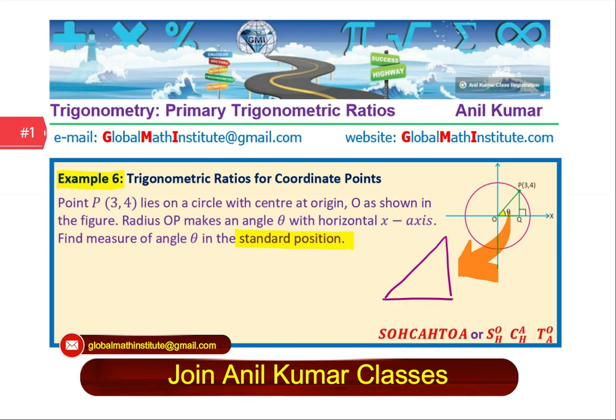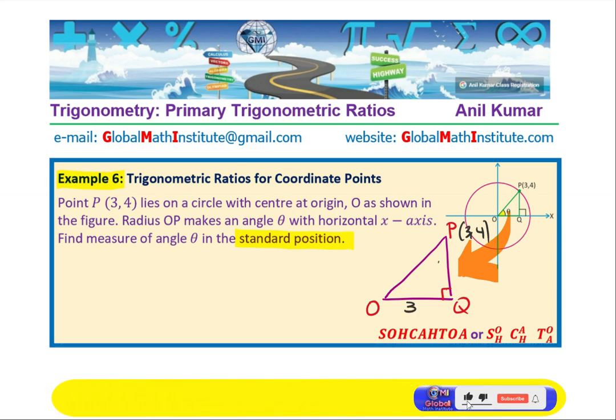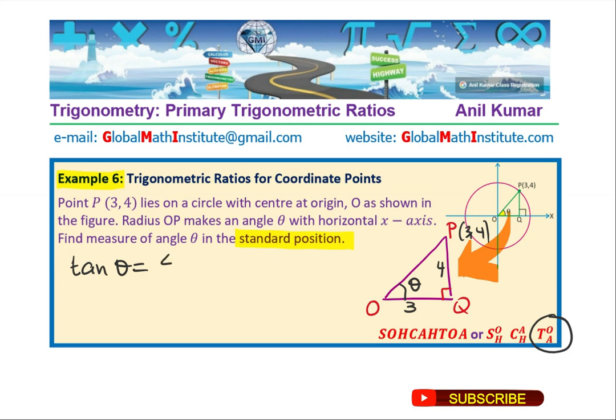So we are given a point P. This is O and that is Q. So this forms a right-angle triangle. And the sides given to us: the point is (3, 4), so 3 is along the x-axis and 4 is along the y-axis. And this is the angle theta which you want to find. Clearly, we have to use the tangent ratio, which is opposite over adjacent. So tan theta is 4 over 3, and theta is tan inverse of 4 over 3.